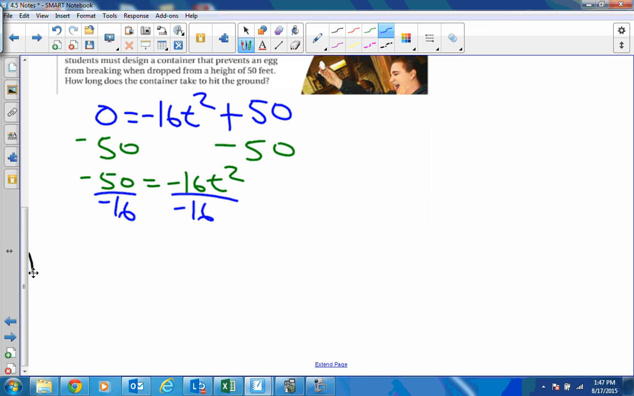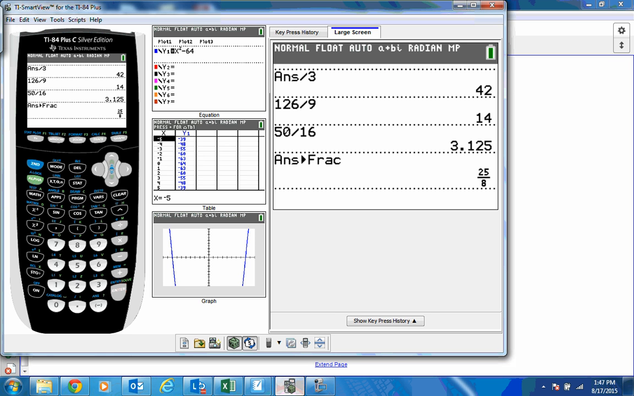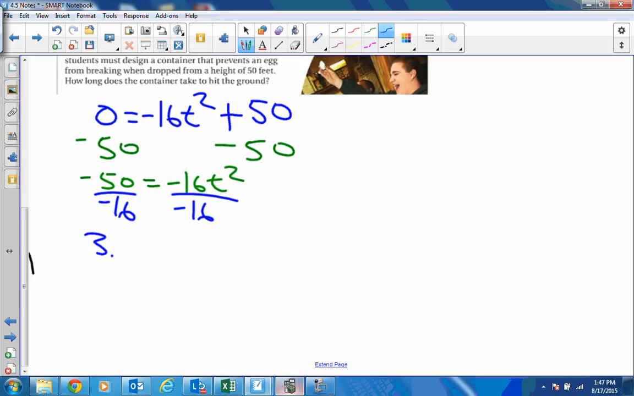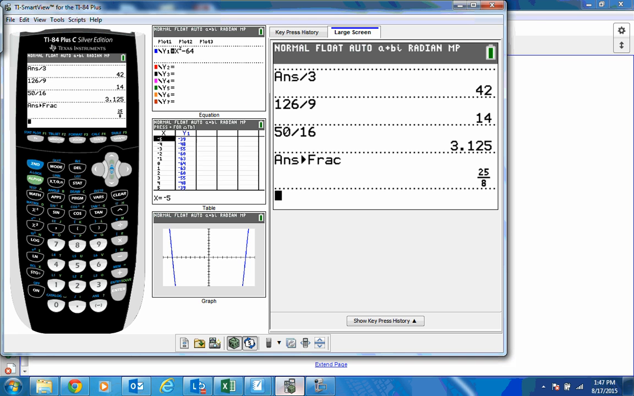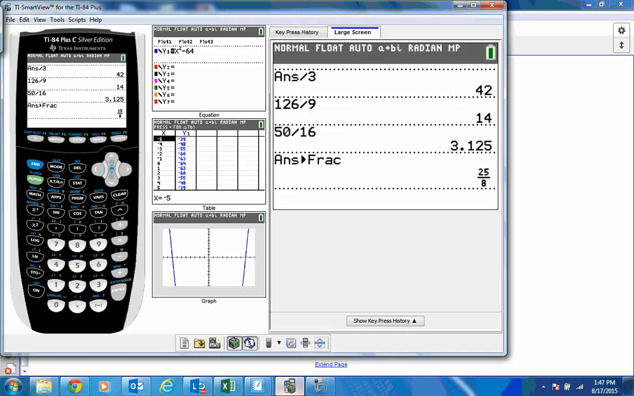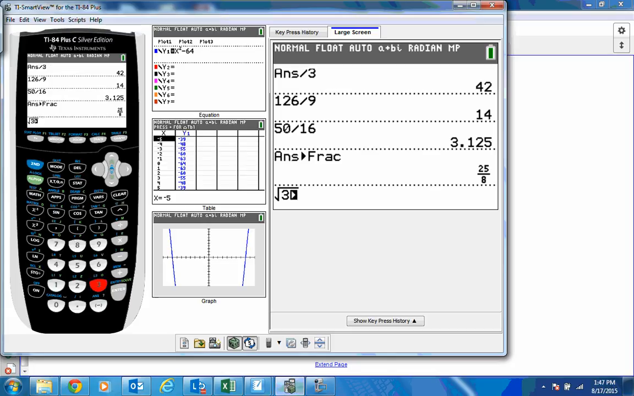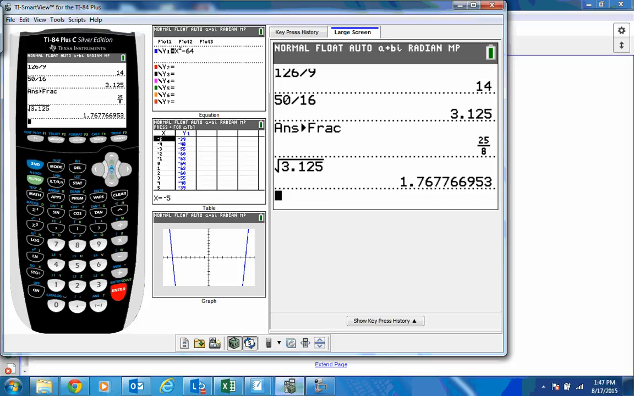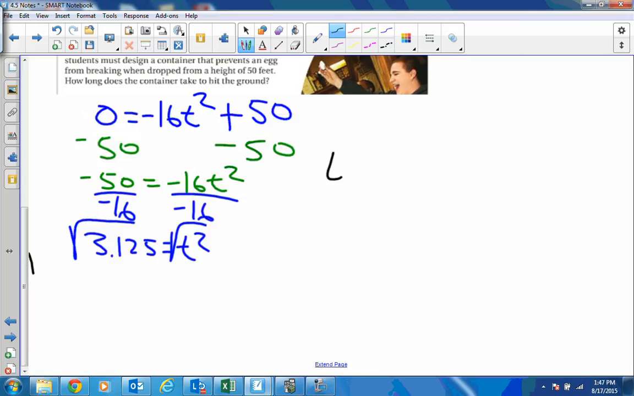Actually, we probably want it as a decimal in this one. So we know that's 3.125. 3.125 equals t squared. Okay, yeah, 50 divided by 16. Now we can take the square root of that. And the square root of 3.125 is 1.77 seconds.